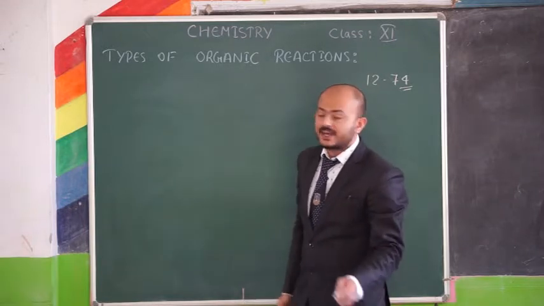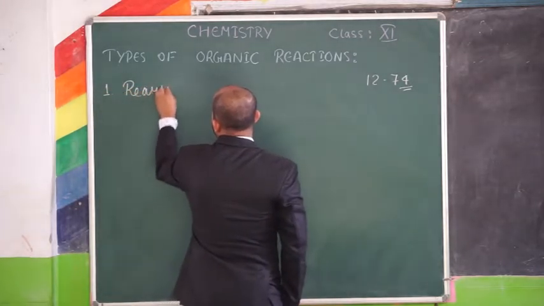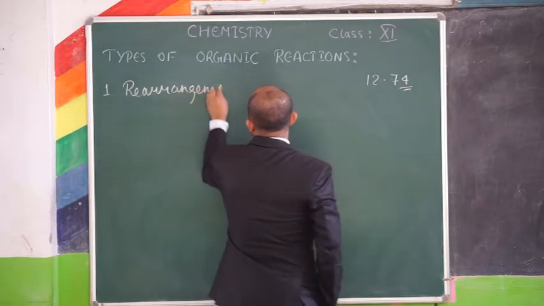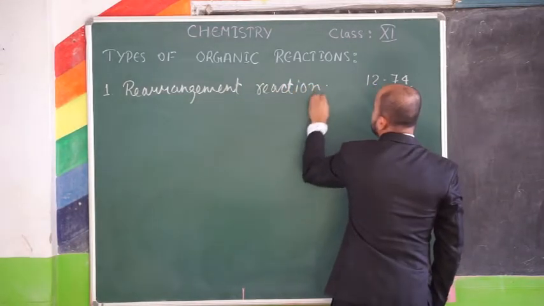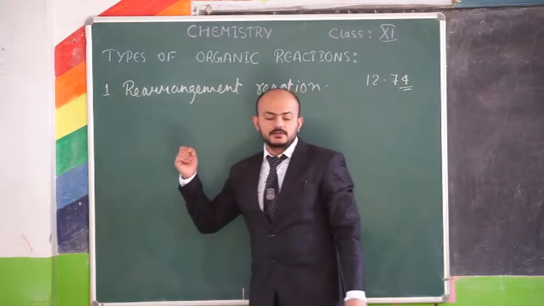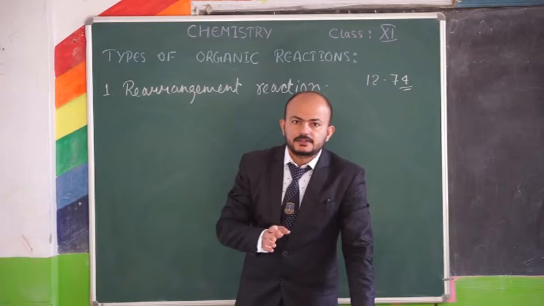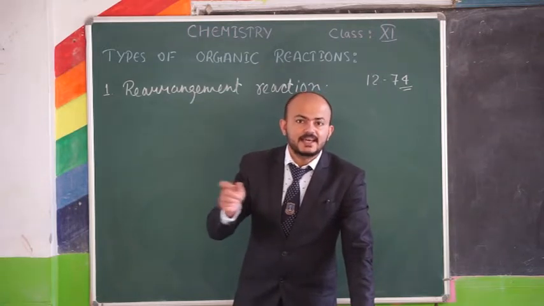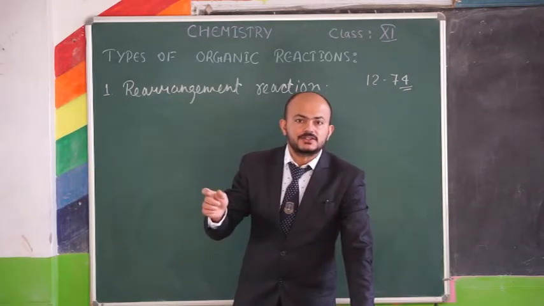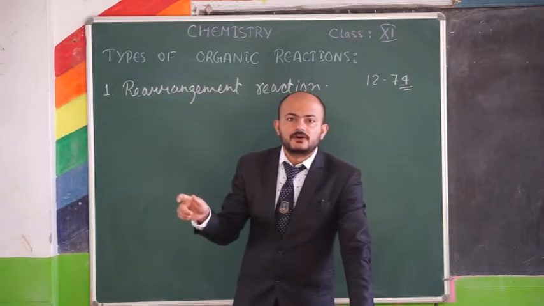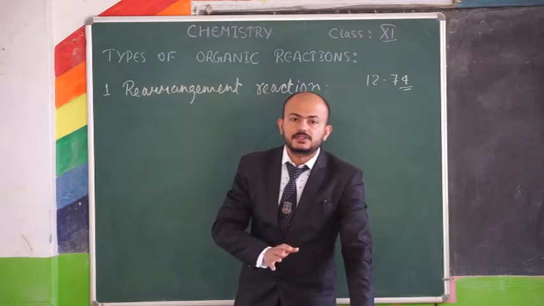So the first one that we have is rearrangement reaction. In this type of organic reaction, certain organic compounds, mostly an alkane, in the presence of aluminum trichloride and certain suitable conditions, will rearrange to form an iso or new alkane. So whenever I write the example, it will be more clear.